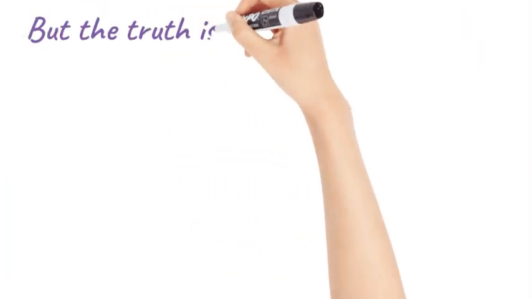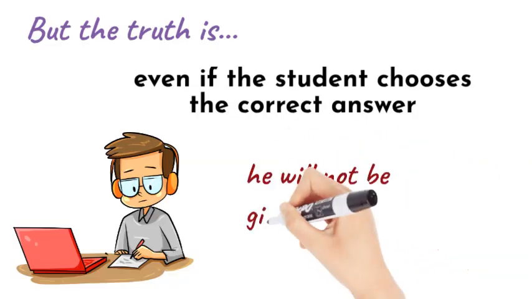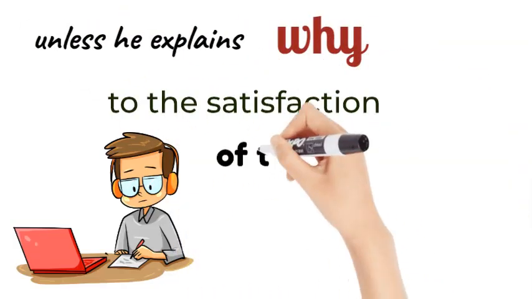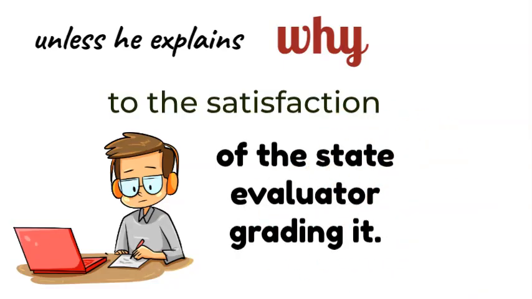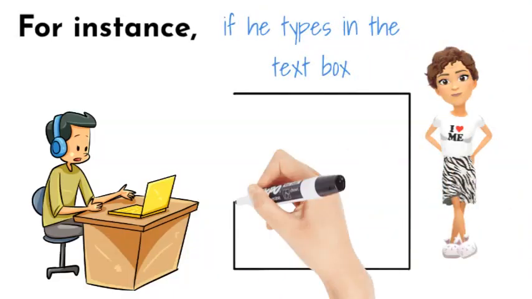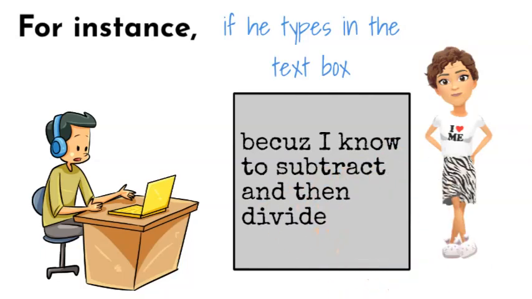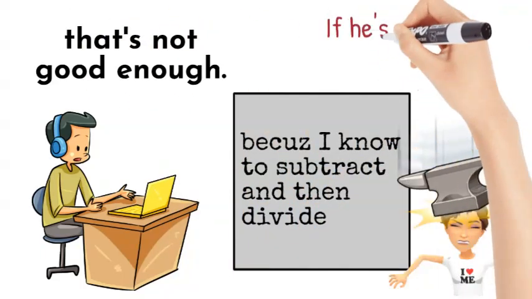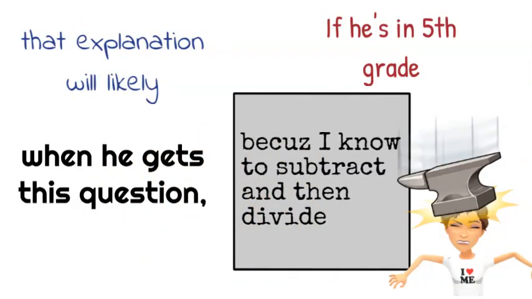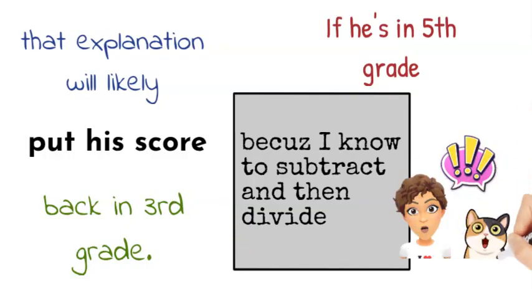But the truth is, even if the student chooses the correct answer, he will not be given full credit unless he explains why to the satisfaction of the state evaluator grading it. For instance, if he types in the text box, "Because I know to subtract and then divide," that's not good enough. If he's in 5th grade when he gets this question, that explanation will likely put his score back in 3rd grade at least.